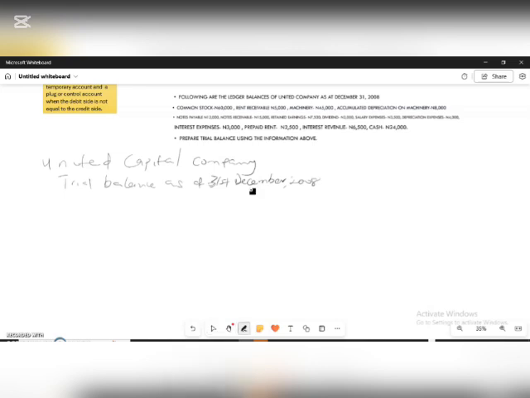So let's draw this out. We have the debit side. This is the debit side. And we have the credit side. This is the credit side. Okay, so we have the first one.